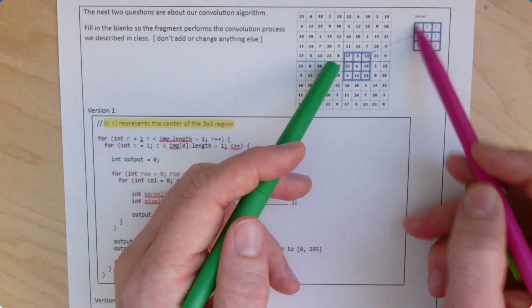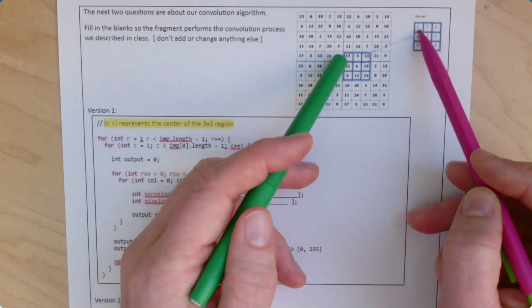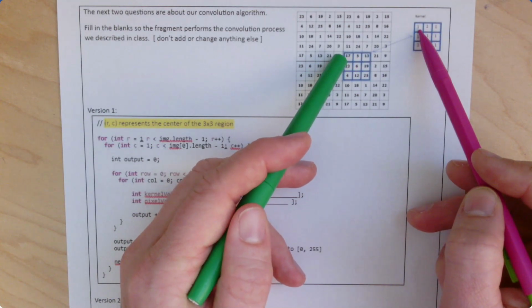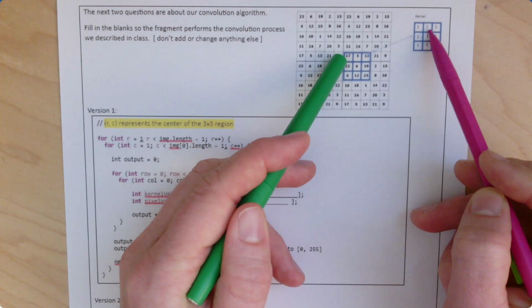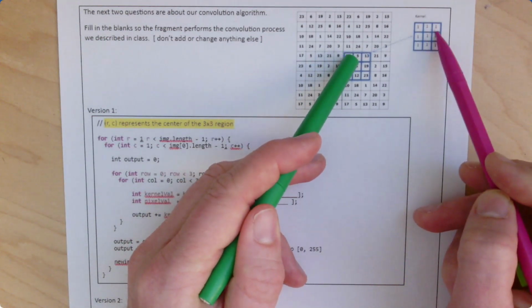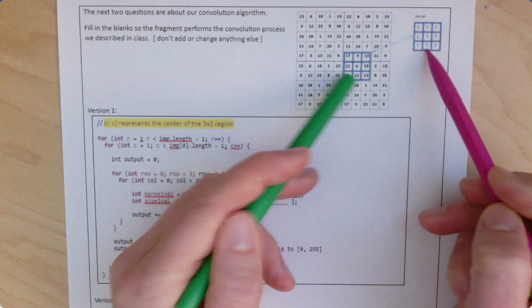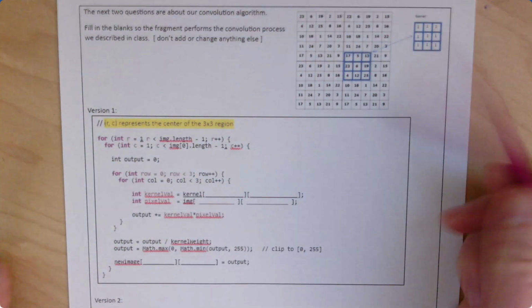So we're going to access element 0, 0 from the kernel and multiply it by the upper left-hand corner of the 3x3 region. But then we want to access the next column over in the kernel and multiply it by the next column over in the image. The next column over times the next column over, and so on. So we're multiplying each of these pairs. And that's what makes the problem tricky.